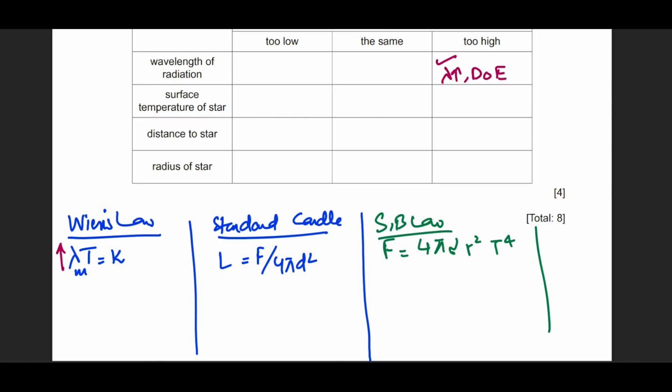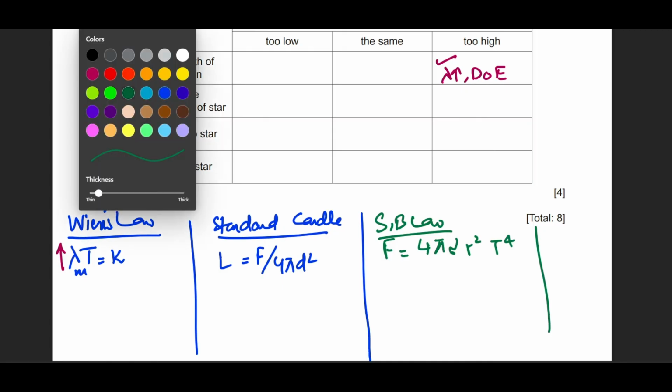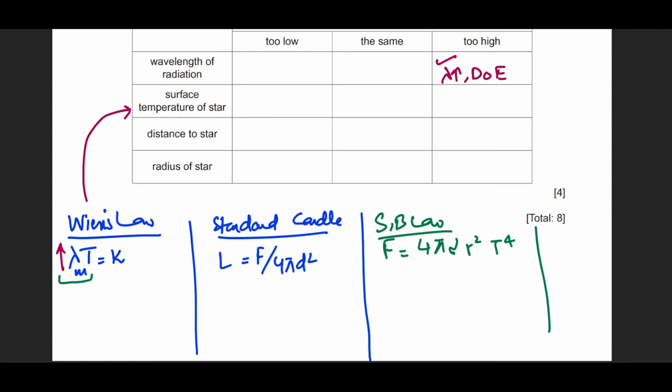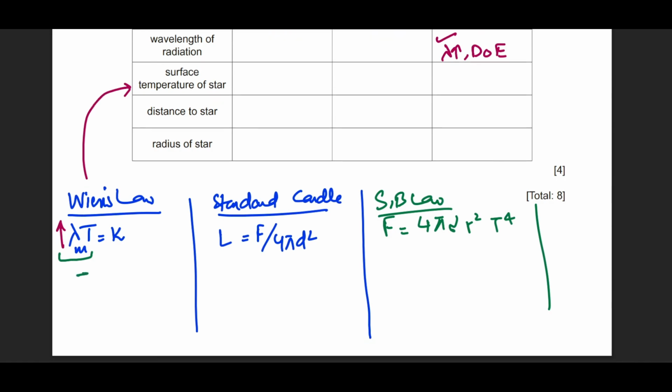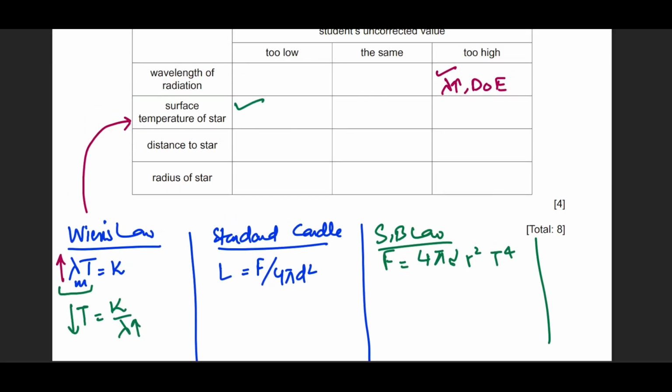Then surface temperature. Now, according to Wien's law, of course we understand there's a mistake of the student, but what has he done? He has measured the value of lambda to be too high or too great. So if lambda is greater, what happens to T? T equals k divided by lambda. If lambda is high, T is low. So the surface temperature measured will be too low.